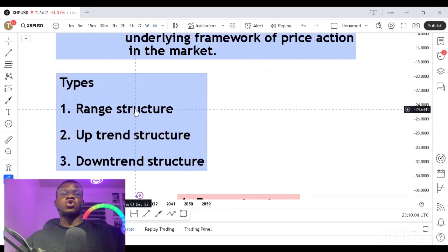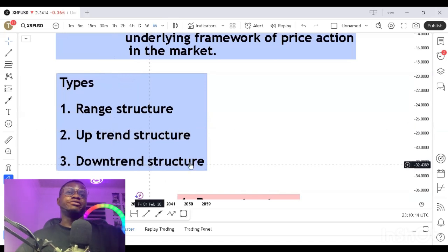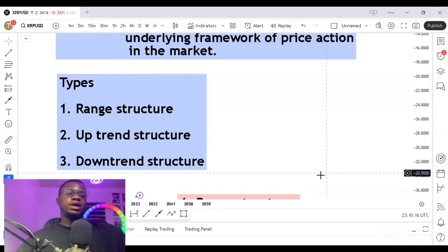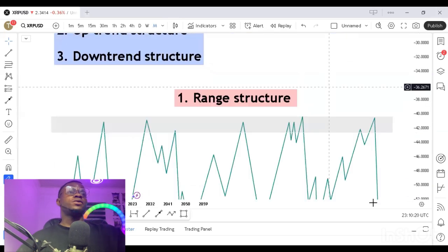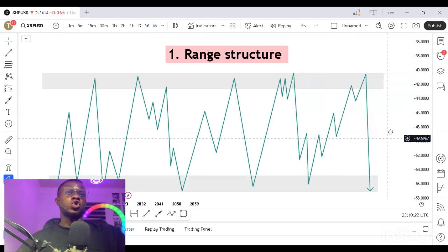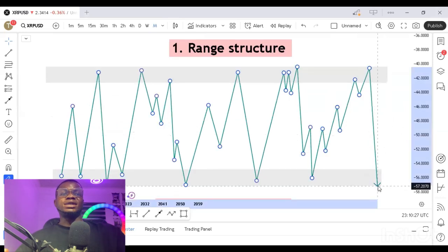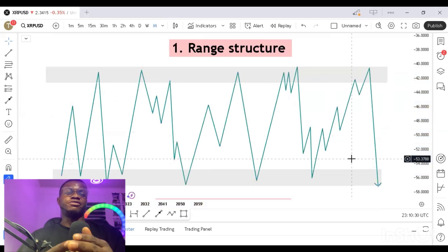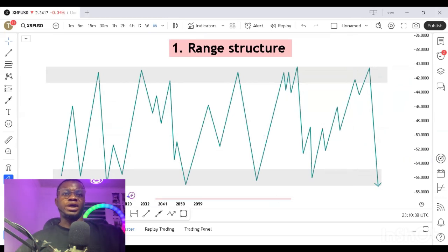So the range structure involves the buyers and the sellers. The uptrend structure involves only the buyers, while the downtrend structure involves the sellers. You'll get to know why anytime soon. So let's start with the first one there, range structure. So the range structure is a type of market structure that deals with the buyers and sellers getting involved. So what does that mean? This is a situation whereby the buyers and sellers, they are in the same level.